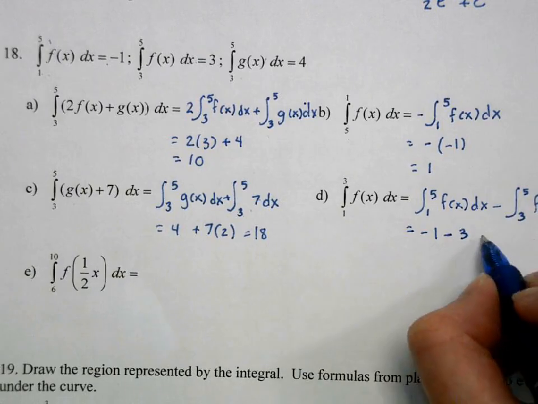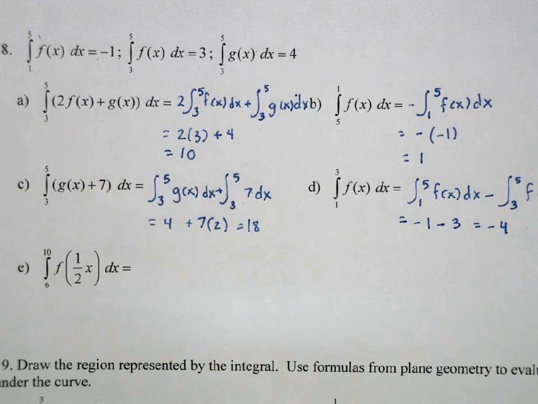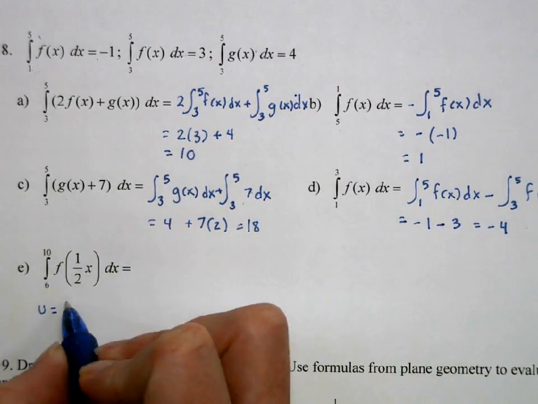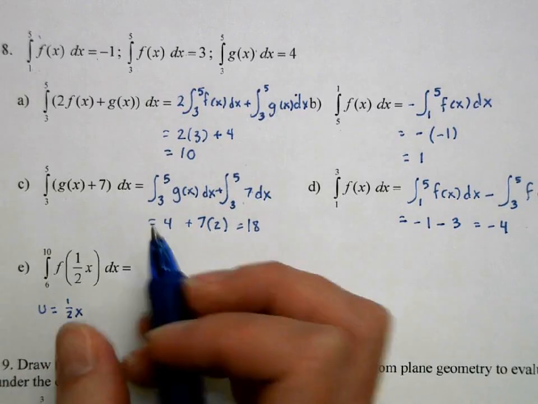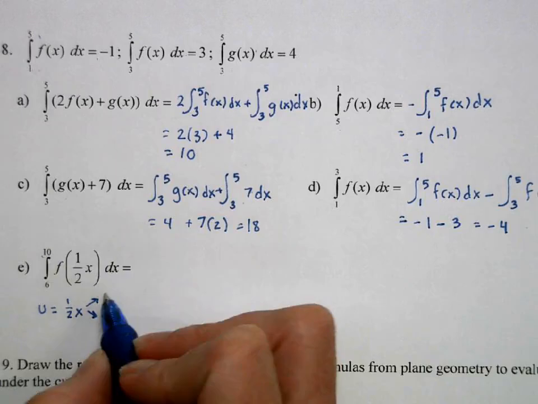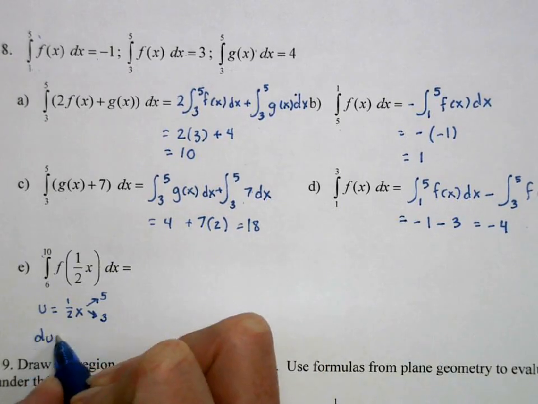Last one in this little section, we're going to use a u substitution. So I'm going to let u equal 1/2 x. This is a definite integral, so we're going to change those limits of integration. So half of 10 is 5, half of 6 is 3, and then my du is 1/2 dx. So I'm going to sneak a 1/2 in here, and then my 2.